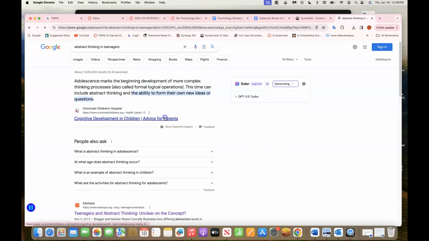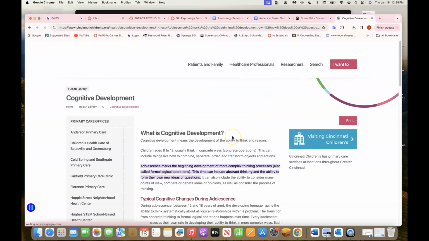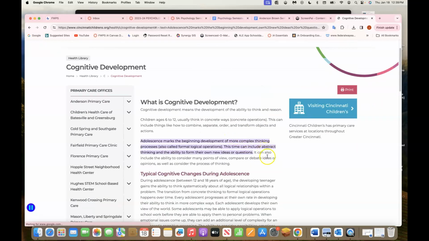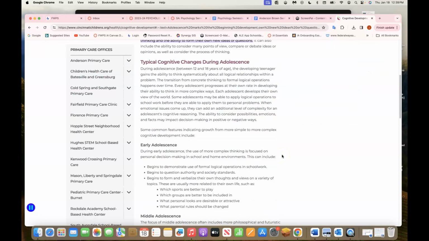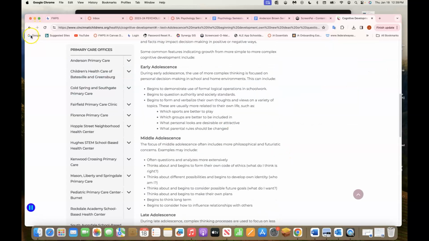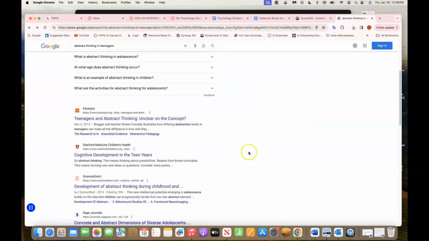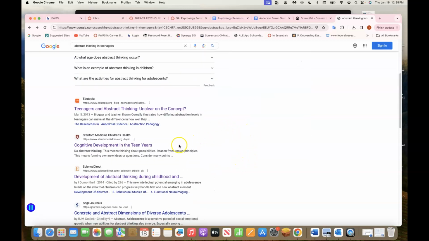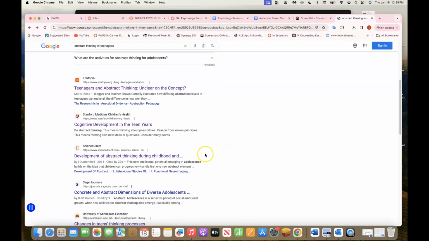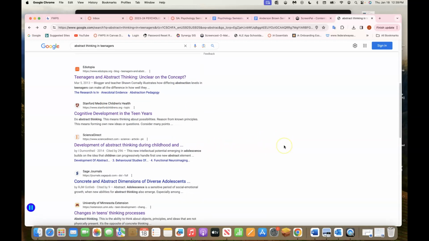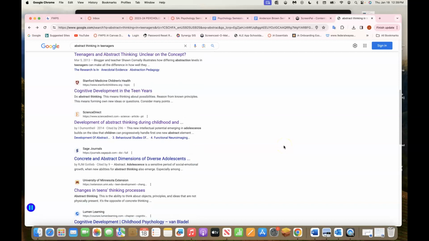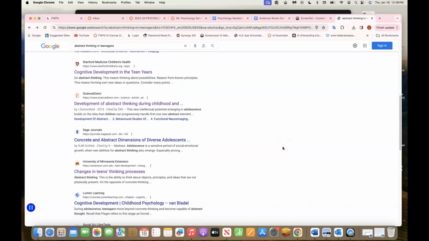You're going to get a bunch of different websites. This one is the Cincinnati Children's Hospital, okay? And it is going to give you accurate information. I'm going to trust a children's hospital. The other one that you might want to look at is Stanford Medicine's. This one is a sciencey article. It might be a little bit challenging to read. I looked at it and I didn't even want to read it.